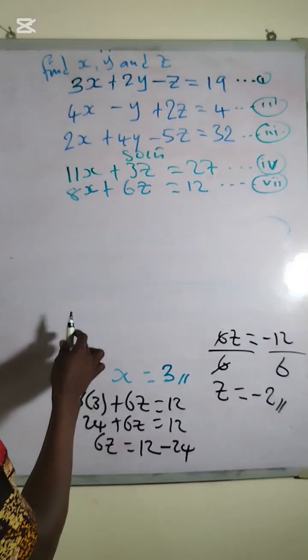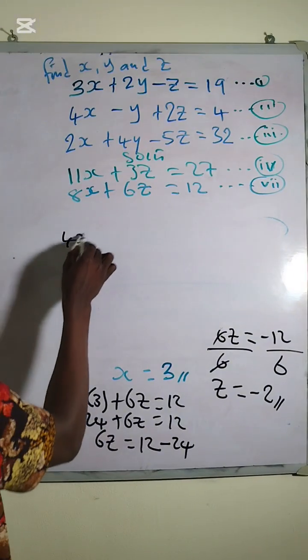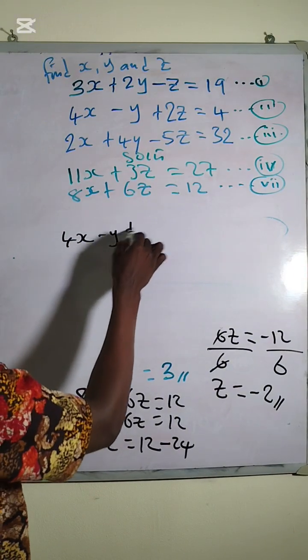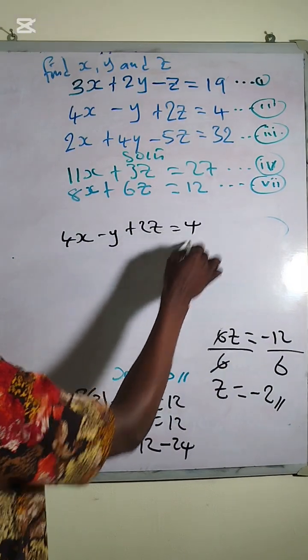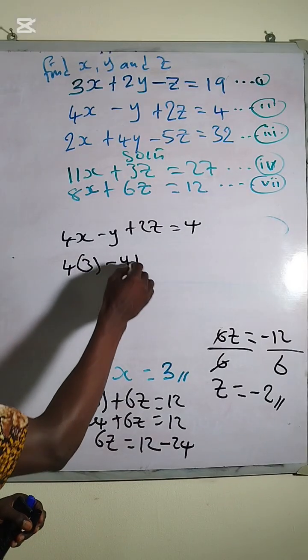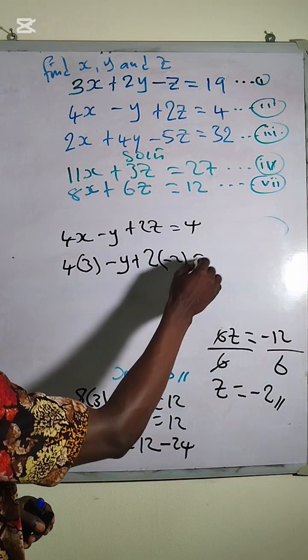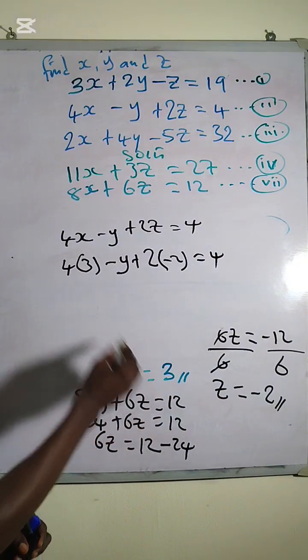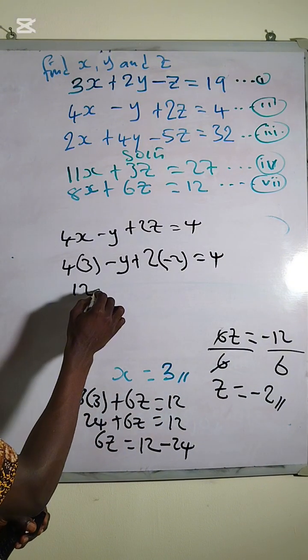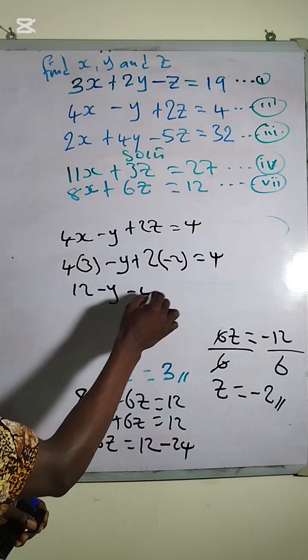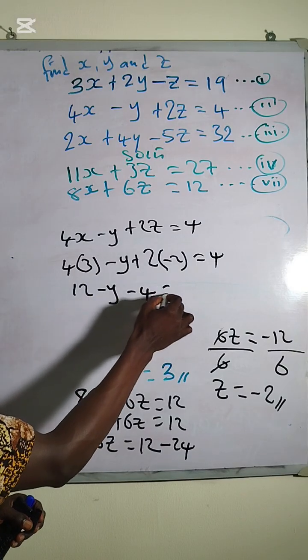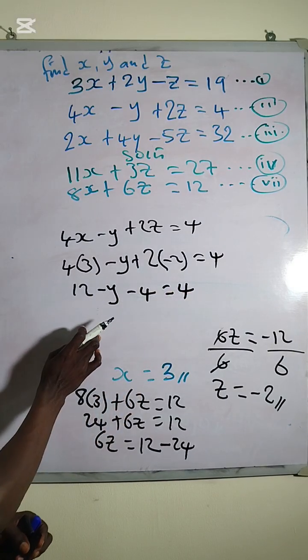This is equation 2. So equation 2 is 4x minus y plus 2z equals to 4. Minus y, we don't know it. Plus 2z, what is z? Minus 2. Are we okay? Everything is equals to 4. So we can have this multiplied by this, 12 minus y minus 4, that is 2 multiplied by minus 2. Everything is equals to 4.